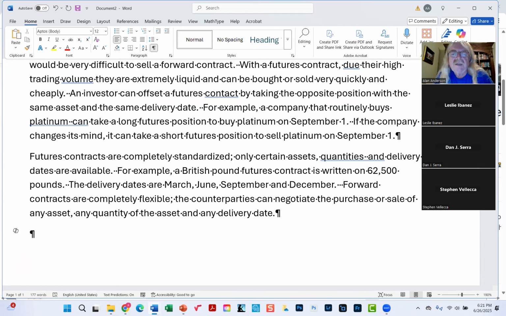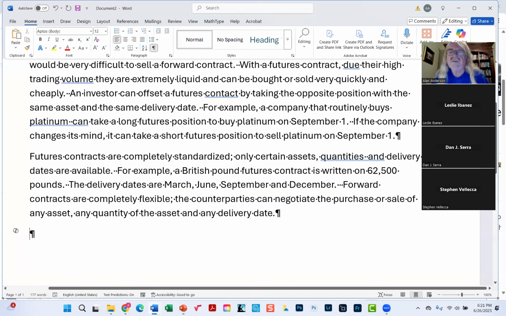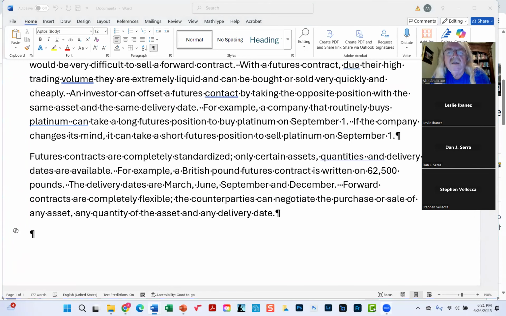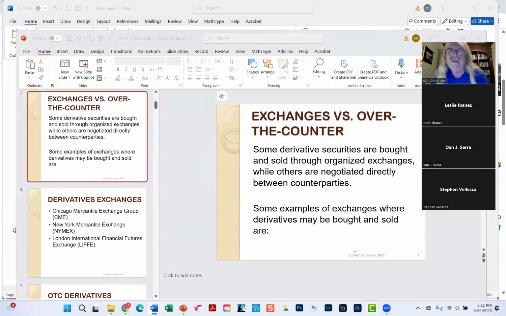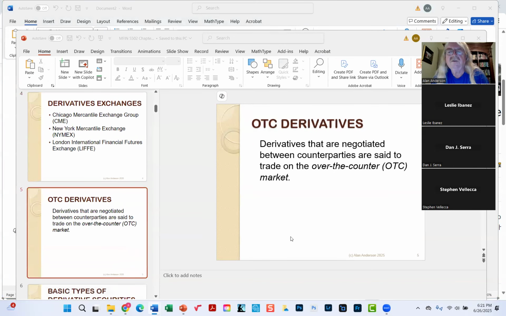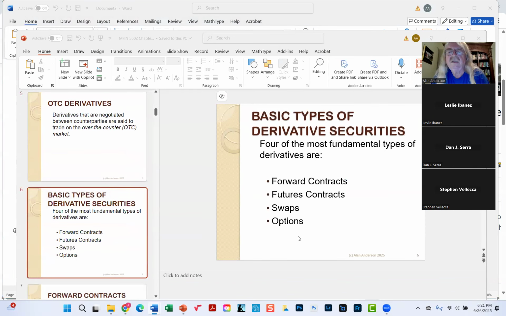So the forward contracts are more flexible when you set it up, but as far as getting out of position, futures contracts are much more flexible. All right, then we also know those are the derivatives over the counter market.